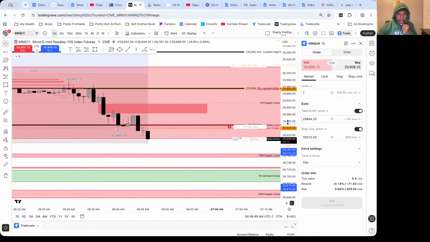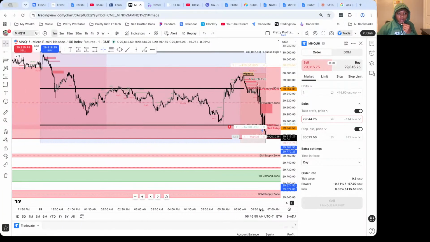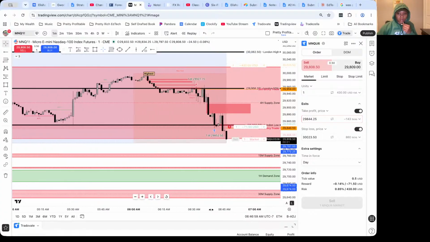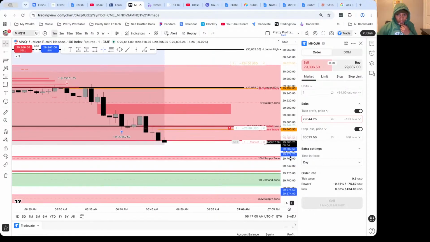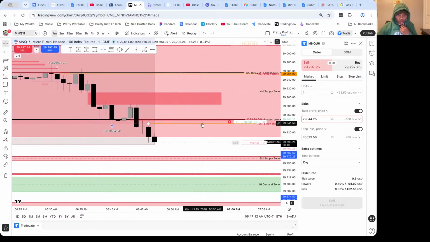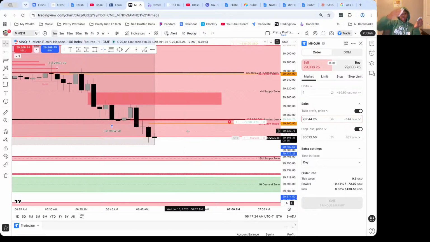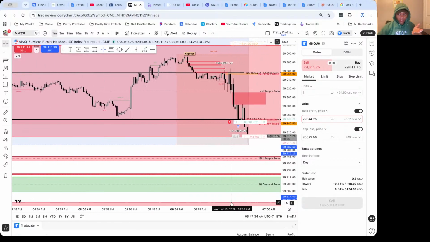So has this, let me see if the zone has been, so the entire zone, but that was back on the, so technically, this zone has been invalidated because candles have closed through it, right?